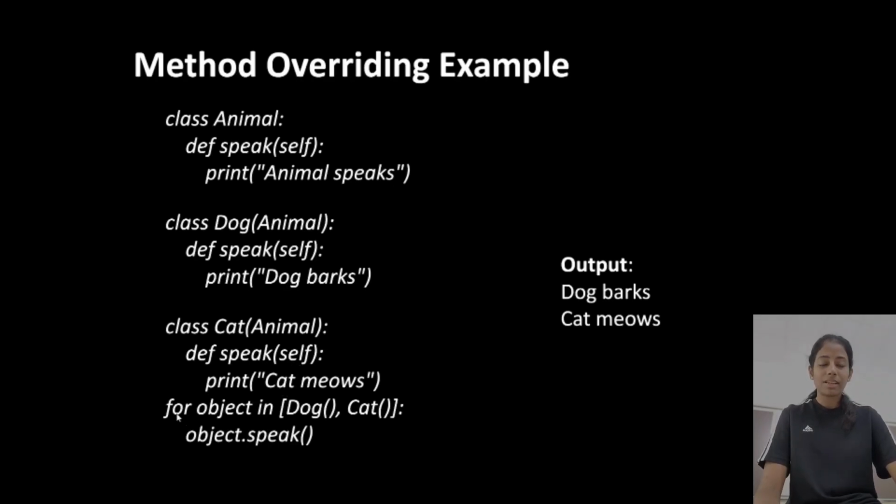Now we are initializing a for loop here and creating objects for both dog and cat. For object in dog, cat: object.speak(). After implementing this code, we get dog barks and cat meows as the output. This is the real power of polymorphism, calling the same method but getting different behaviors depending on the object.